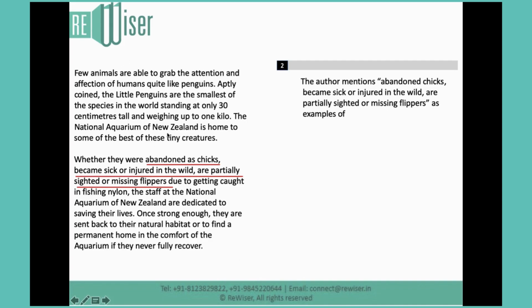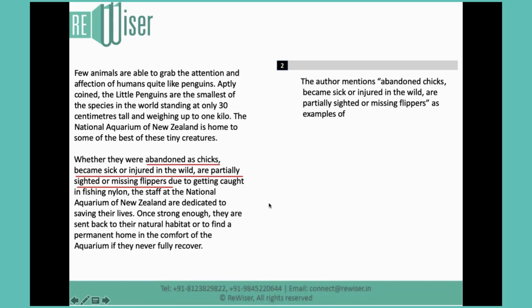"Few animals are able to grab the attention and affection of humans quite like penguins. Aptly coined, the little penguins are the smallest of the species in the world, standing at only 30 centimeters tall and weighing up to 1 kilo. The National Aquarium of New Zealand is home to some of the best of these tiny creatures. Whether they were abandoned as chicks, became sick or injured, are partially sighted or missing flippers due to getting caught in fishing nylon, the staff at the National Aquarium of New Zealand are dedicated to saving their lives." So this is talking about the penguins you're likely to find in the National Aquarium of New Zealand.